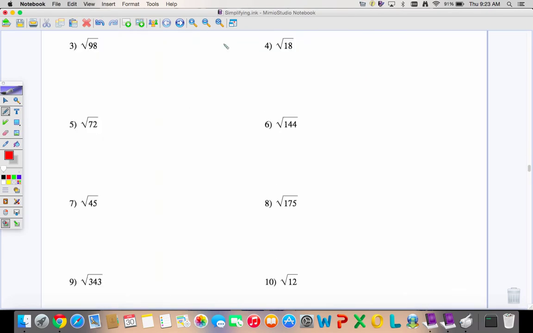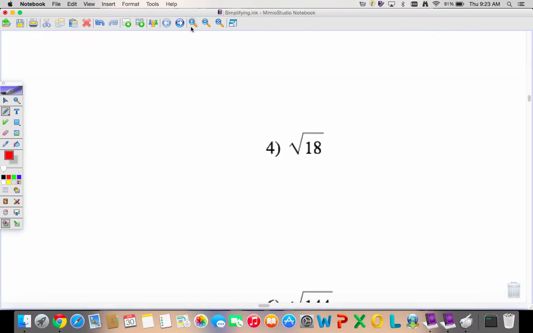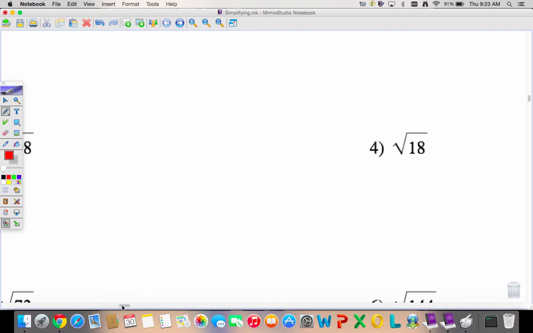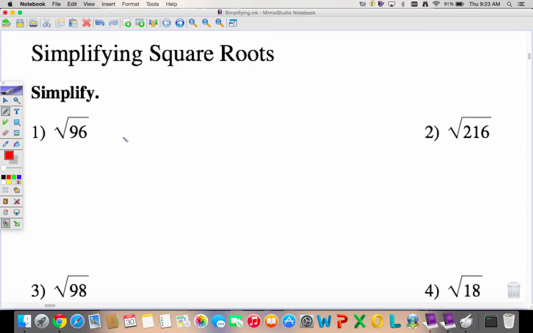Let me zoom in quite a lot on here because you're going to need some space to write this stuff out. Zoom in just a little bit more. Alright, here we go. Number 1, you have the square root of 96.